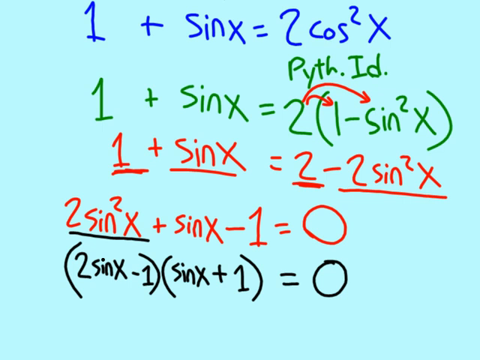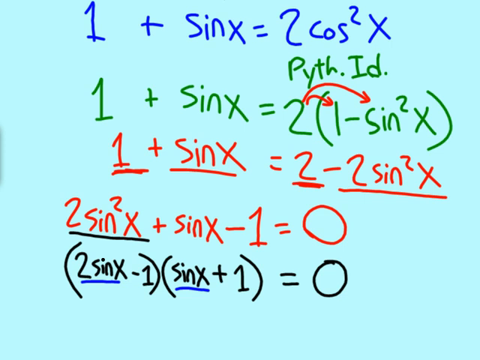Let's just make sure that worked. 2 sine x times sine x gave us the 2 sine squared of x. 2 sine x plus 1 would give us plus 2 sine x, but then minus sine x does give us the plus sine x that we desired. And then the last term in the FOIL, the minus 1 and the plus 1, would give us this last term there. So yes, it all FOILs out correctly.